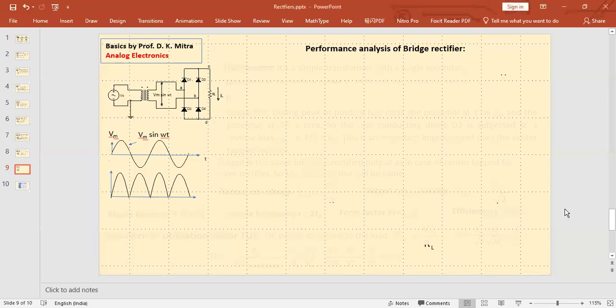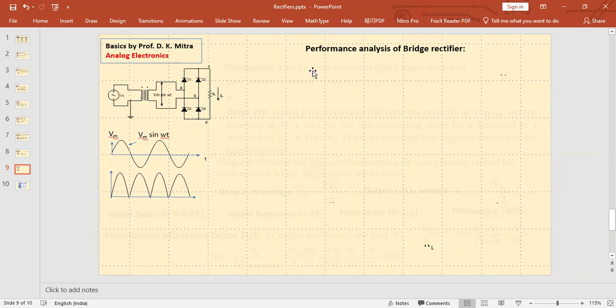Morning, students. Today we start analyzing the performance of the bridge rectifier. In our last two classes, we have analyzed the performances of a half-wave rectifier and also a full-wave rectifier. Now let's see how the bridge rectifier works.